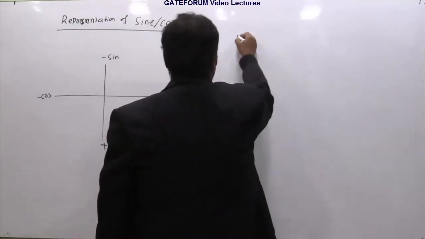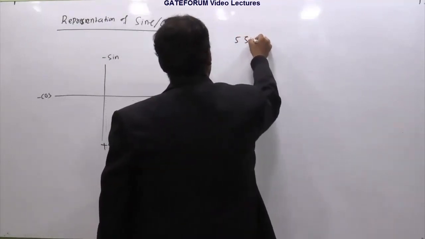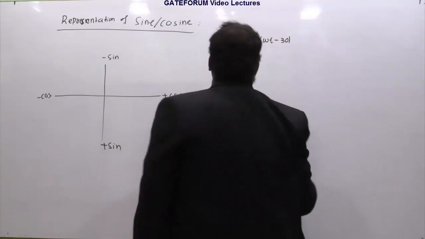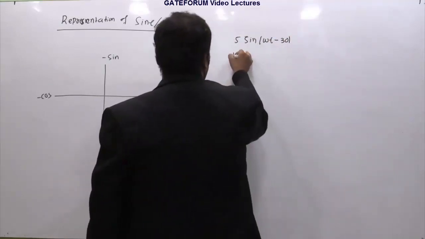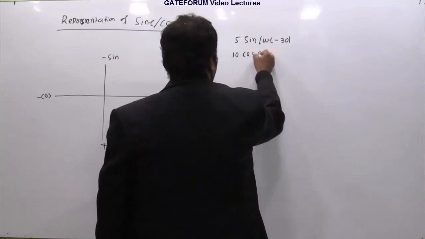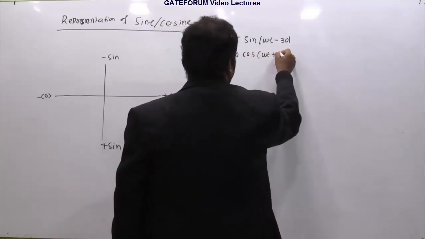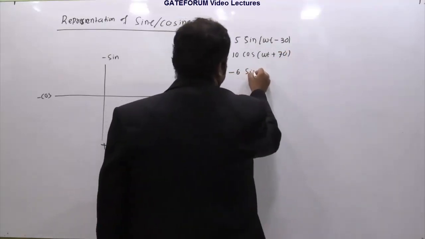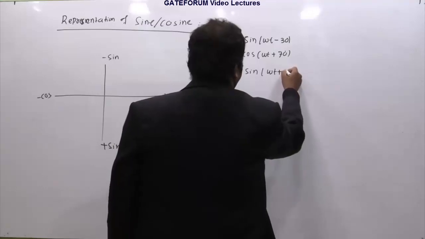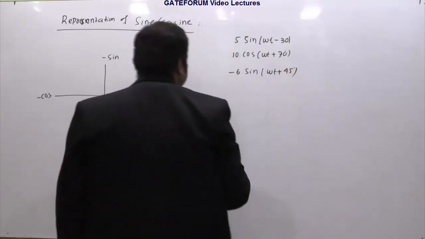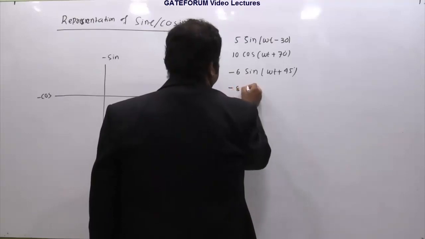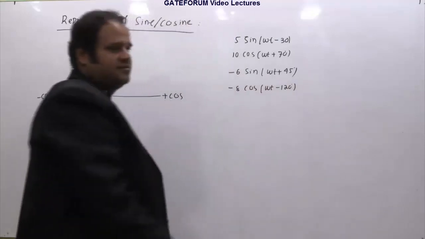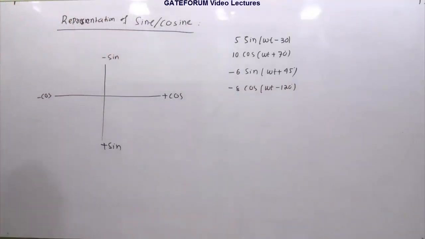somebody says to represent 5 sine omega t minus 30 degrees, how do I represent this? If somebody says to represent 10 cos omega t plus 70 degrees, how do I represent this? If somebody says minus 6 sine of omega t plus 45 degrees, how do I represent this? And if somebody says minus 8 cos of omega t minus 120 degrees, how do I represent this? So let me show you actually how this works.